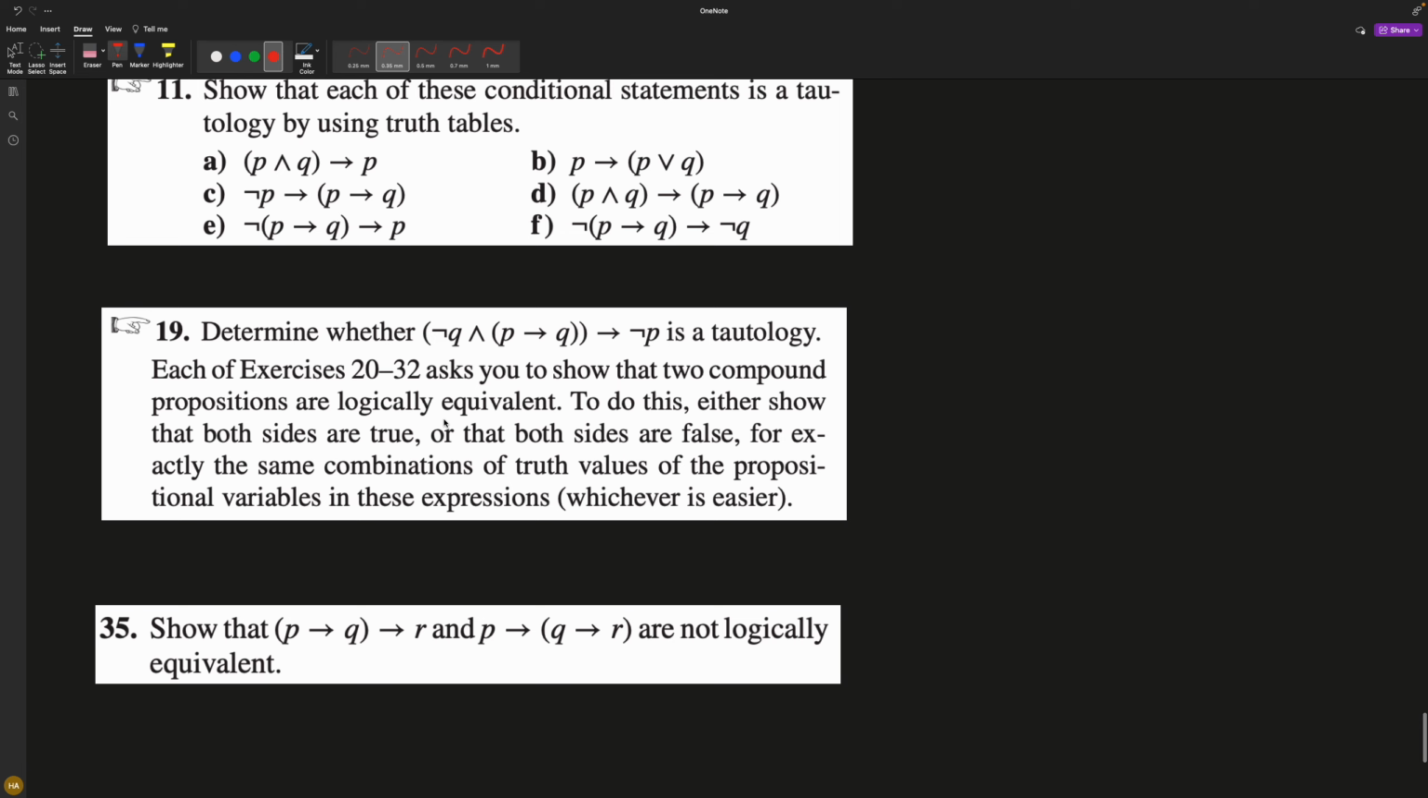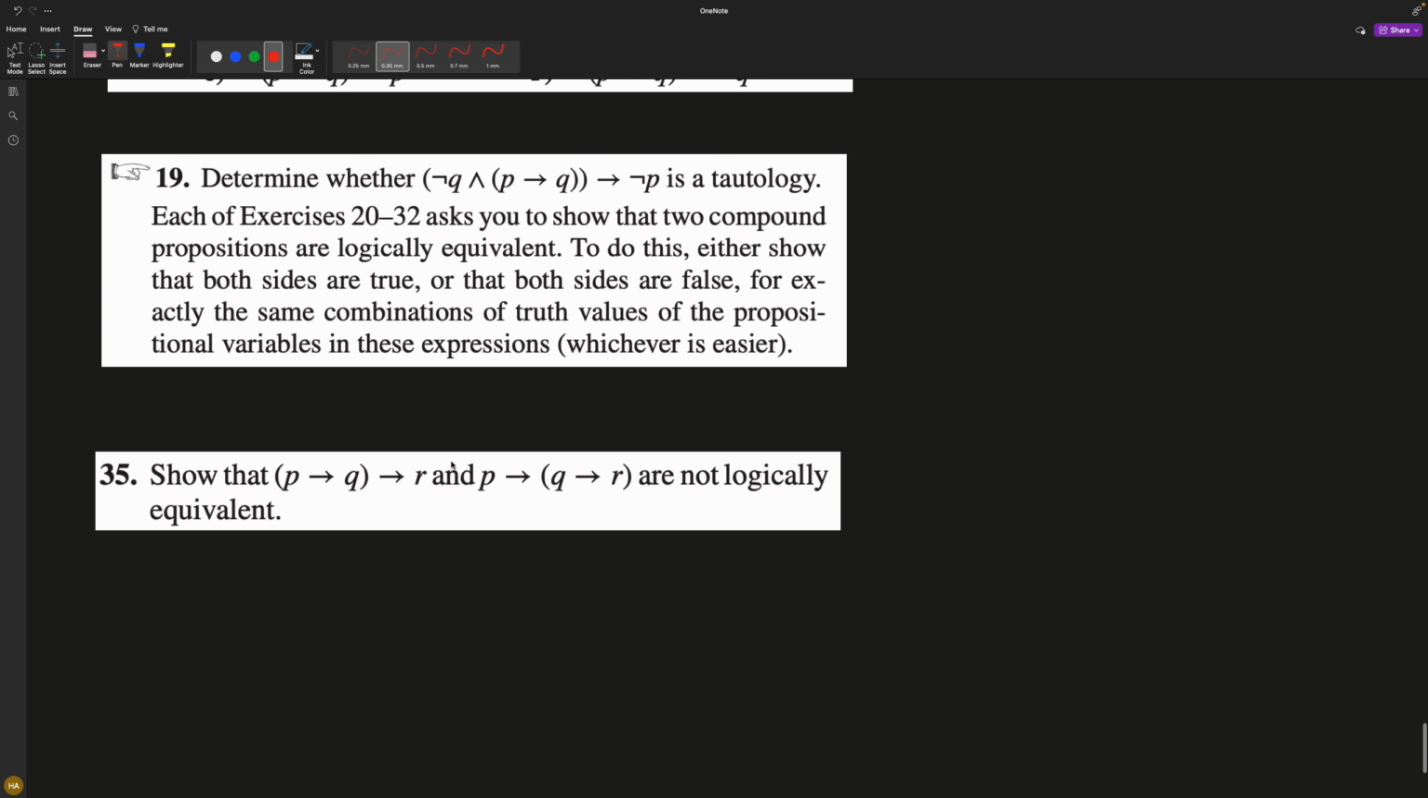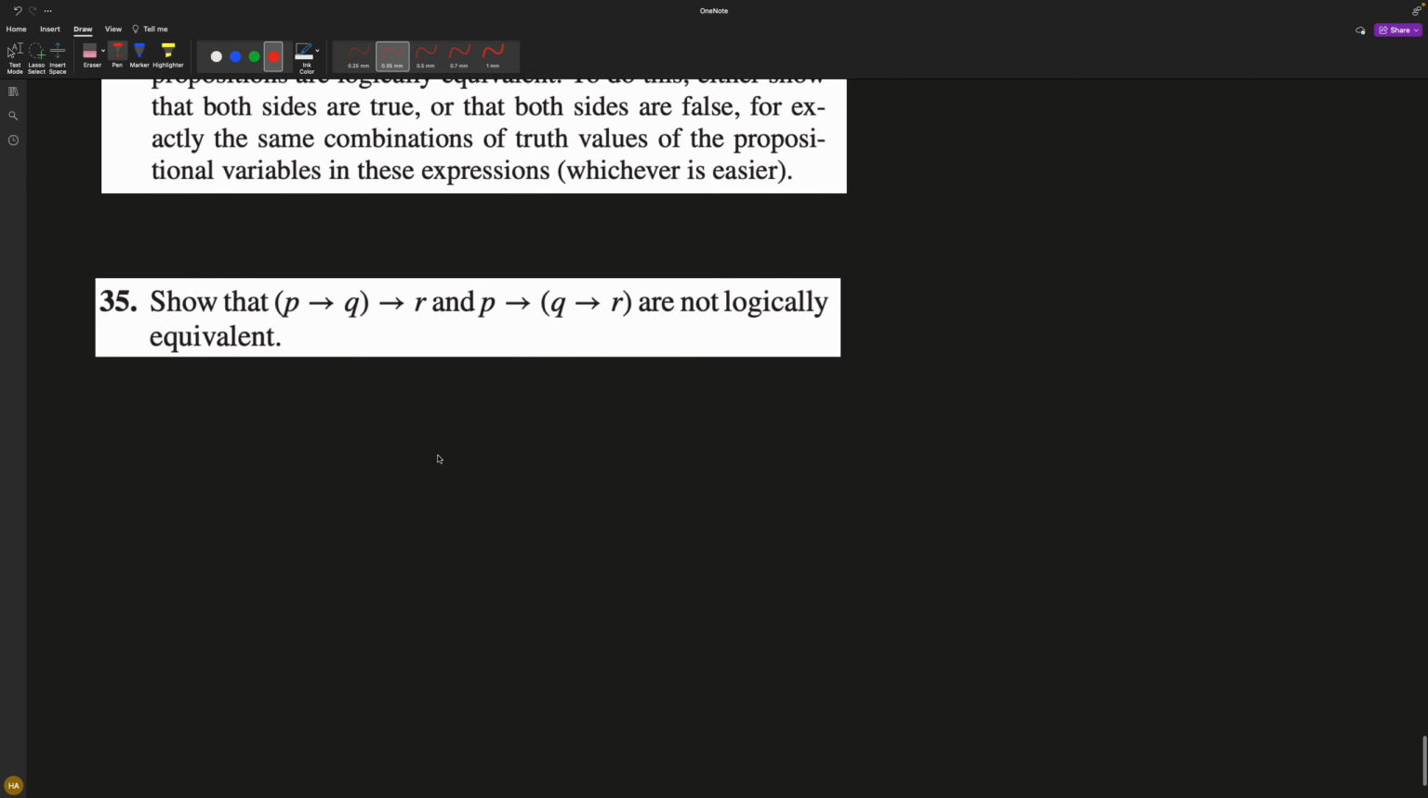Again, more truth tables. Determine if it is a tautology. In each exercise, show that two compound propositions are logically equivalent. Either show that both sides are true or that both sides are false for exactly the same combinations. So this is truth table. Show that this and this are not logically equivalent. Again, truth table. So this is lecture 2.